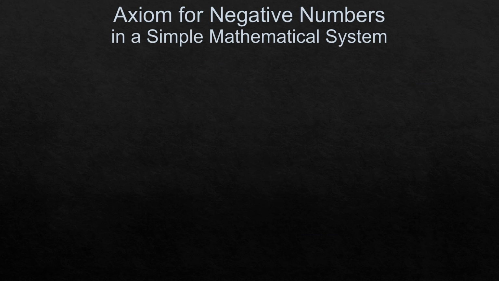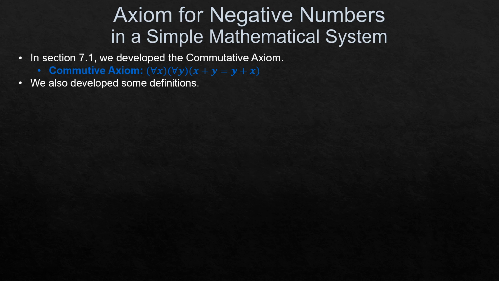As I said, section 7.4 deals with the axiom for negative numbers, and in previous sections we developed other axioms, such as the commutative axiom. We also developed some definitions, namely, we defined a handful of numbers, such as 2, 3, 4, and so on, but that's very limiting. You can't do much mathematics with only a handful of numbers, so it's best to think of a set of infinitely many numbers. For example, the integers. There are infinitely many integers.